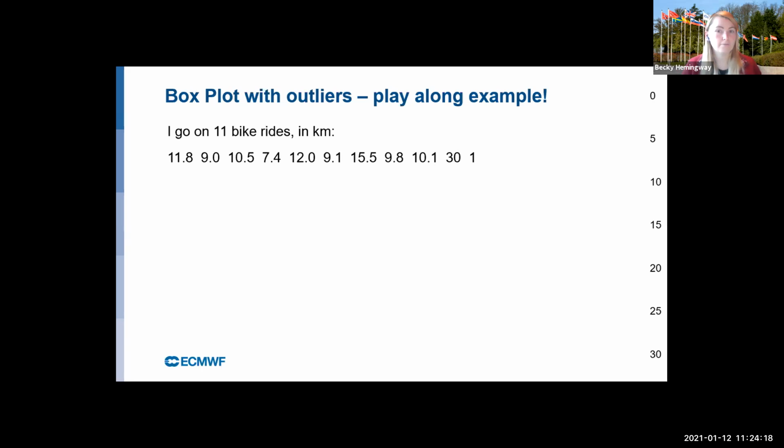So hopefully you've got your piece of paper there. What I'd like you to do first is to sort these numbers into numerical order. If it helps, the smallest number is 1 and the biggest number is 30. I was feeling very energetic on the 30th day to go on a 30-kilometer bike ride. Then I was tired on the second day and just went on a 1-kilometer bike ride.